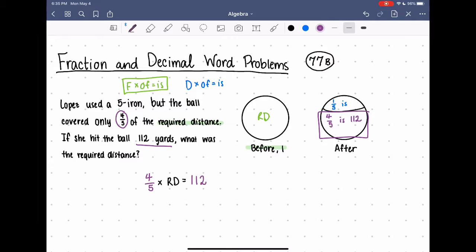So now I can use this to solve for that required distance. It sets it up all nice for me. On the left, I'm going to have to multiply by the reciprocal to get rid of this fraction. On the right, I'll multiply by that same thing. And then I know that required distance is equal to 112 times 5/4, or a total of 140 yards. So I know that my total required distance is 140 yards, and I was able to solve for this whole problem.